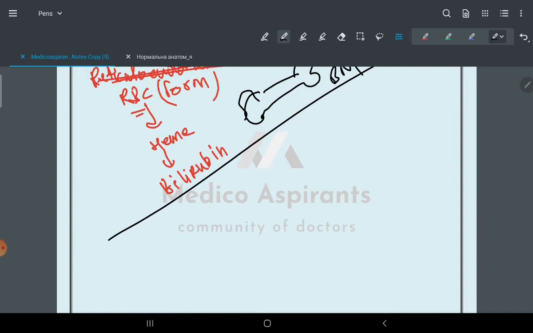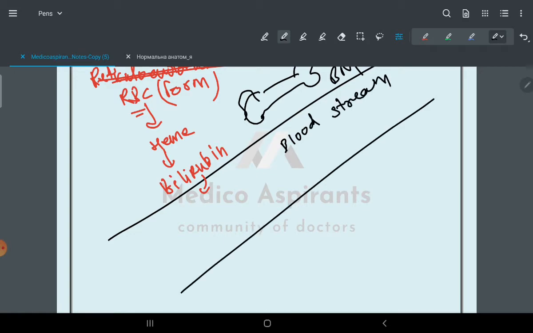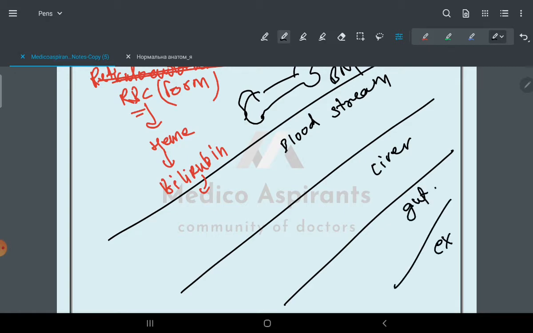Further, bilirubin goes into the blood stream. Further it goes from the blood stream to the liver. From the liver it goes to the gut, and from the gut it goes to the excretory system. Excretory system I have already explained to you. Here, when it goes into the blood stream, it is transported in blood.